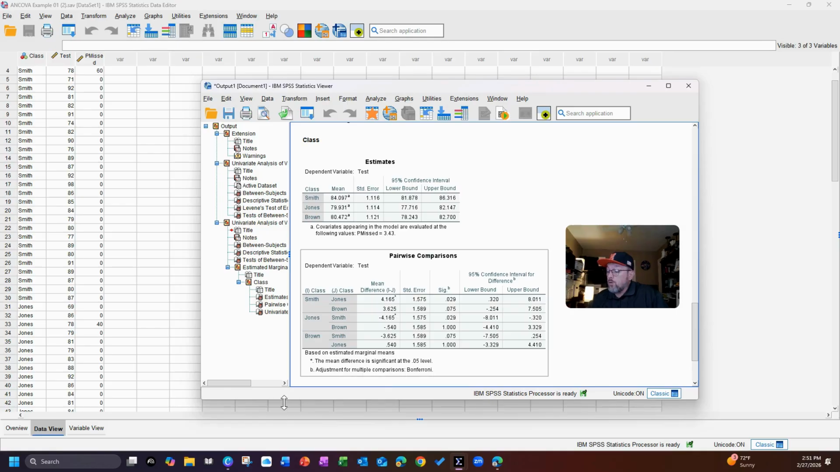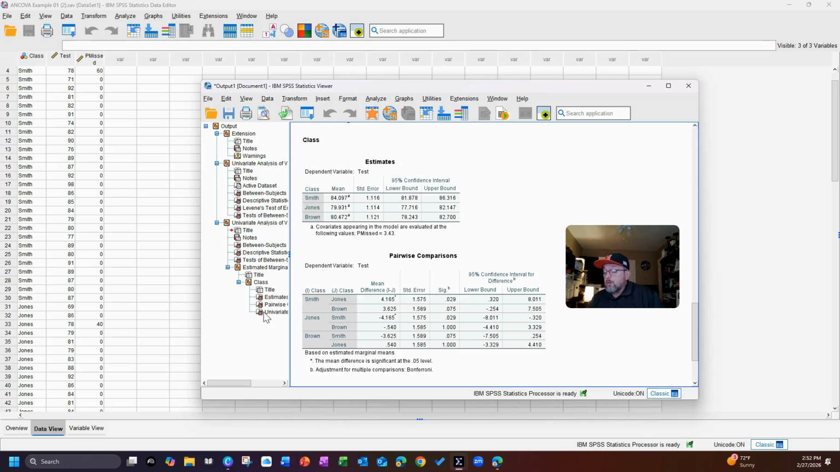So looking at Smith versus Jones, we have a mean difference of 4.165, standard error 1.575, with a p of 0.029. That's significant. Smith is greater than Jones. The difference is 4.165 points, and the Bonferroni corrected p value is 0.029. Since 0.029 is less than 0.05, this is a statistically significant difference. Smith's class scored meaningfully higher than Jones's class after controlling for attendance.